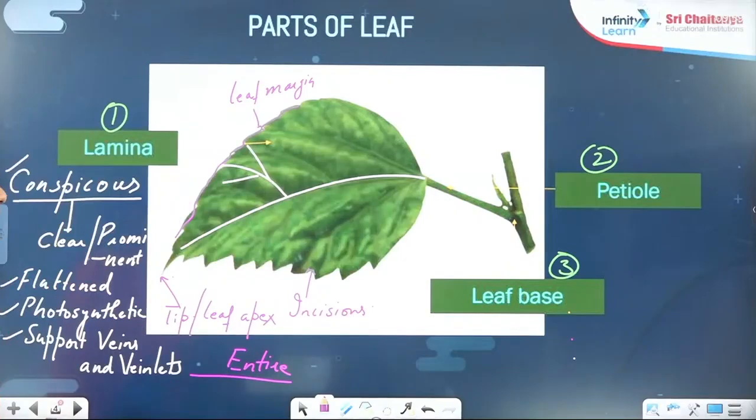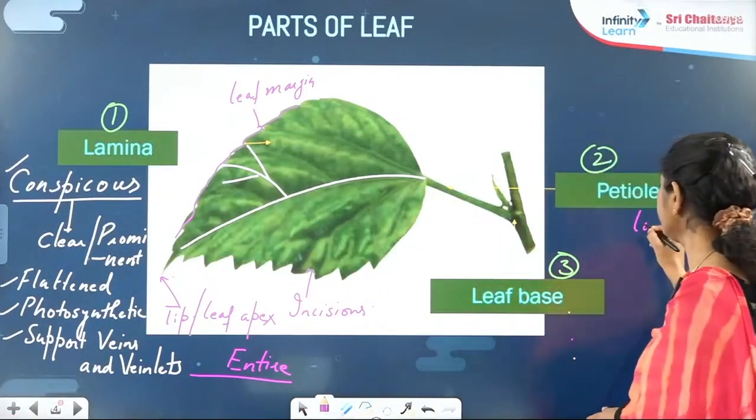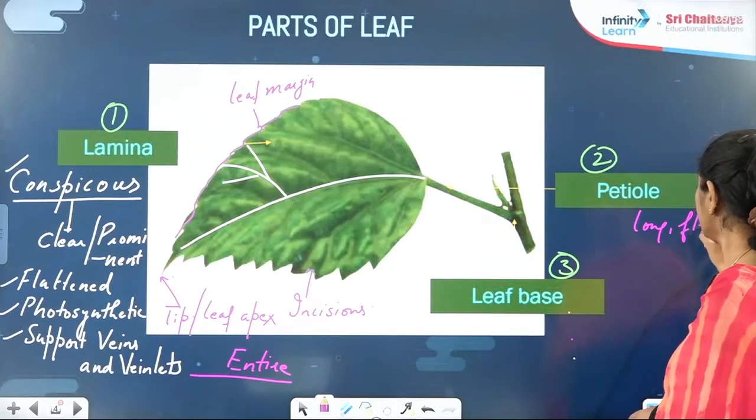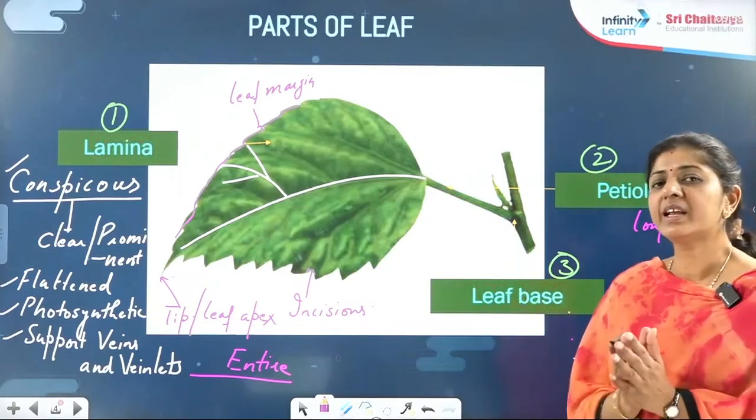Now, coming to the next part, what is the petiole? Can I say this is the long, flexible structure which you will learn about in the anatomy part.